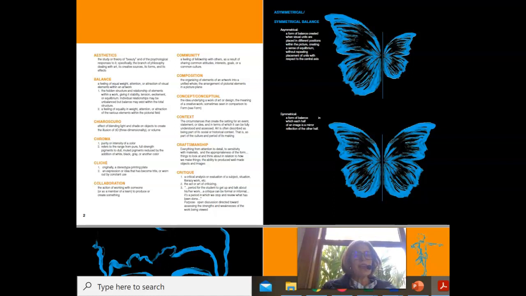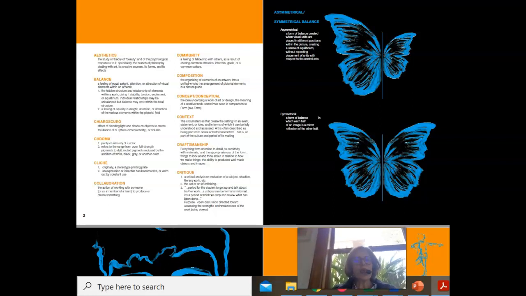Let's see what we can also look at here. Composition, right? That's there as well. The organizing of elements of an artwork into a unified whole, or the arrangement of pictorial elements in a picture plane. How all things in a picture plane work together to create a sense of asymmetry or symmetry. This is an important concept.